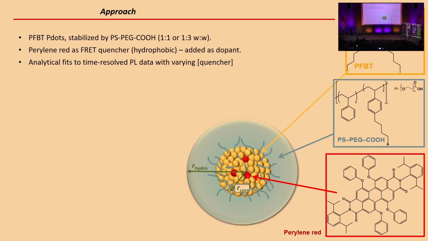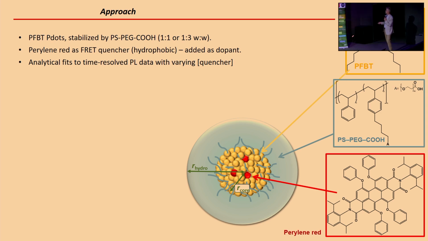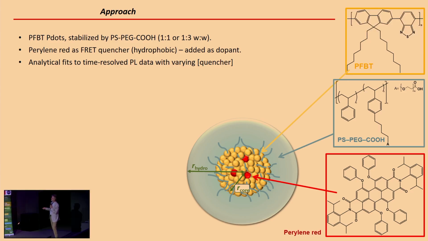We took the PFBT polymers together with a polystyrene PEG to stabilize it. So PEG stabilizers with a hydrophobic core. And then we doped it with small amounts of perylene red as quencher. So PFBT perylene red has a Förster radius of about 3 nanometers. And then we're looking at both steady state and time resolved fluorescence to see if we can get a consistent picture from both experiments. And we did analytical fits instead of computer simulations of the dynamics to fit the data.